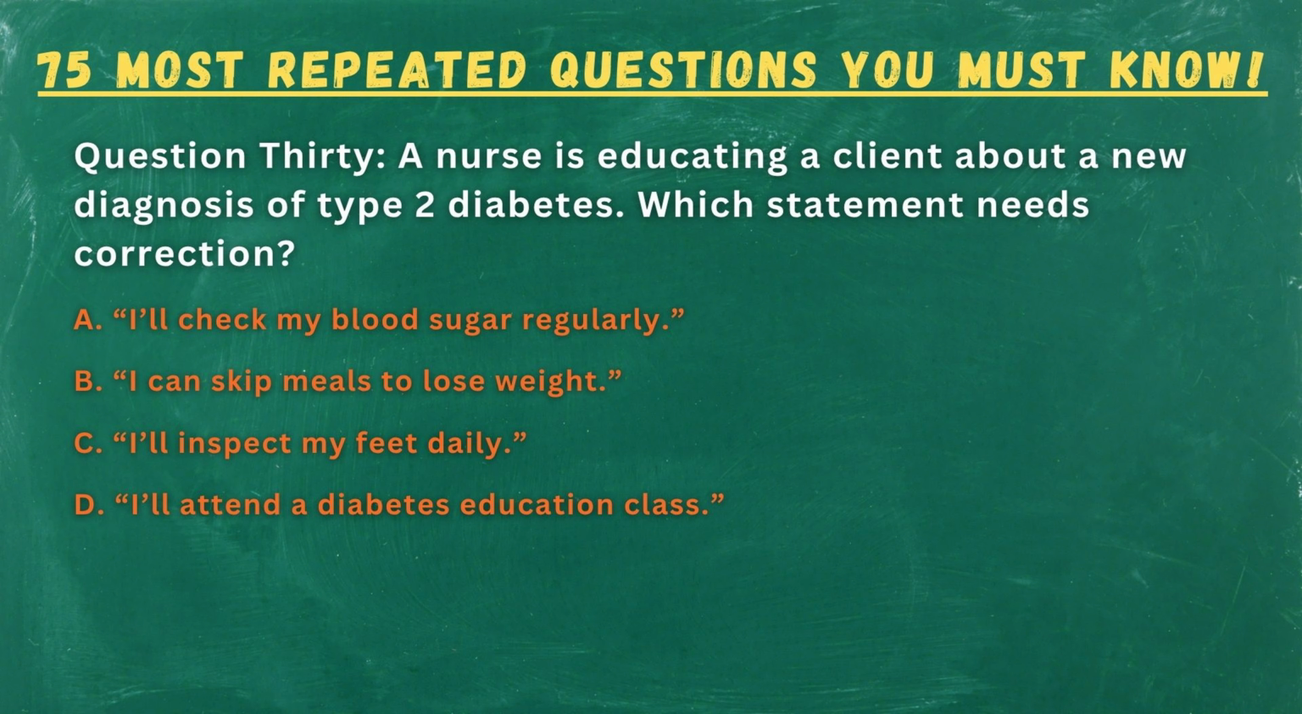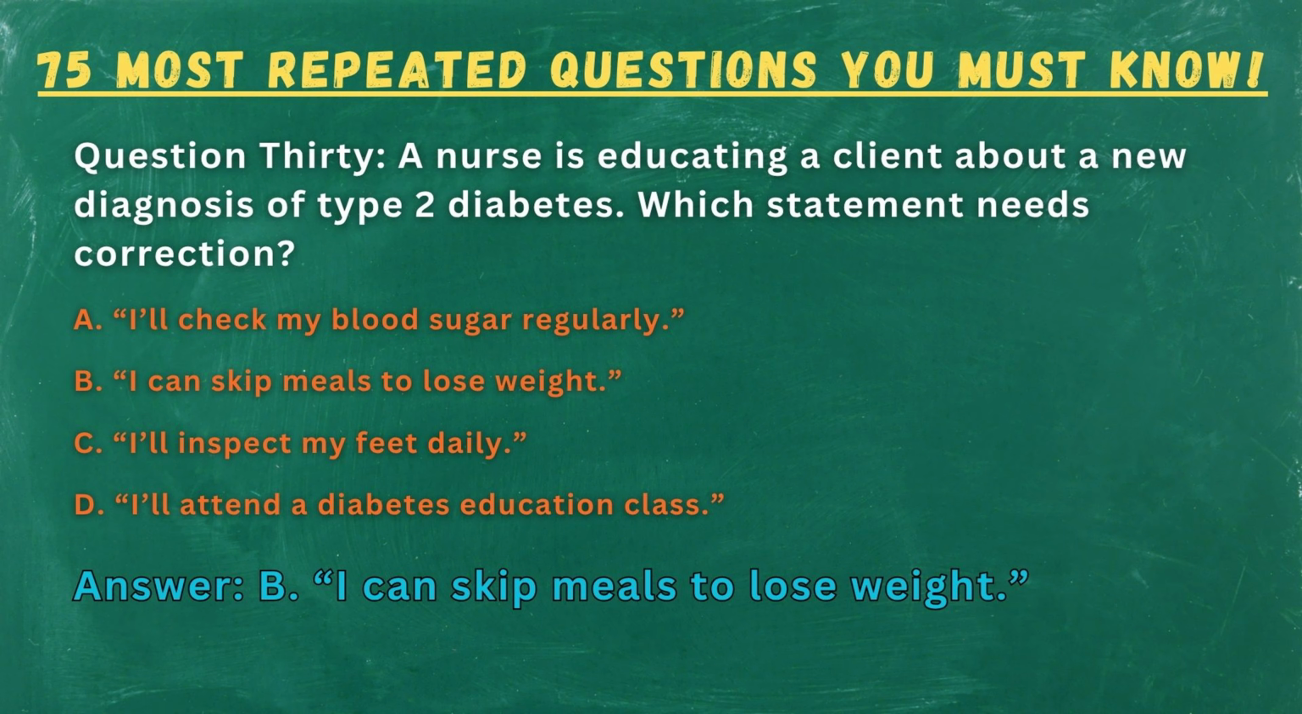Question 30. A nurse is educating a client about a new diagnosis of type 2 diabetes. Which statement needs correction? A. I'll check my blood sugar regularly. B. I can skip meals to lose weight. C. I'll inspect my feet daily. D. I'll attend a diabetes education class. Answer: B. I can skip meals to lose weight.